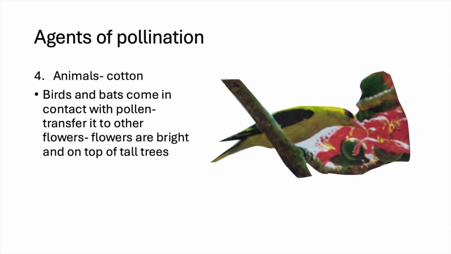Animals and birds. Birds and bats come in contact with pollen and they transfer it to other flowers. Therefore, the flowers are bright and they're usually on top of the tall trees.